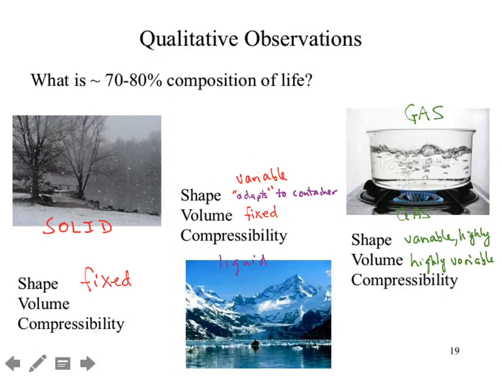So when we said adapts to the container for our liquid, with those quotes around it, that better fits the gas. Our gas will fill whatever container it's in, which means its shape is highly variable. It's dependent on the container. Our liquids have a limit, that being the amount of liquid there, the volume of that liquid.